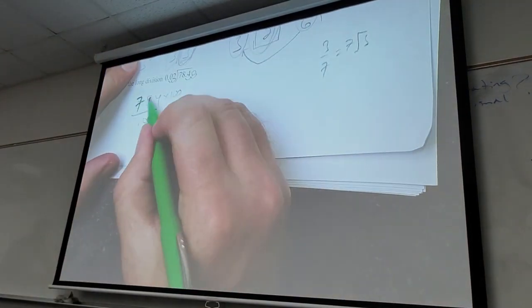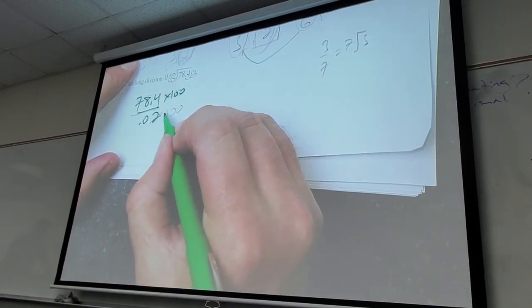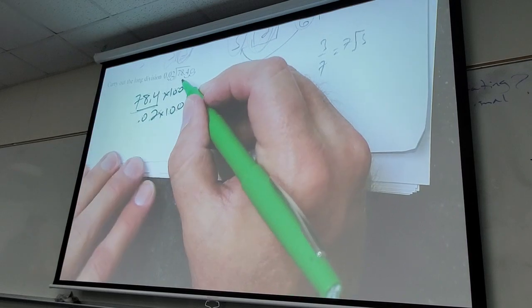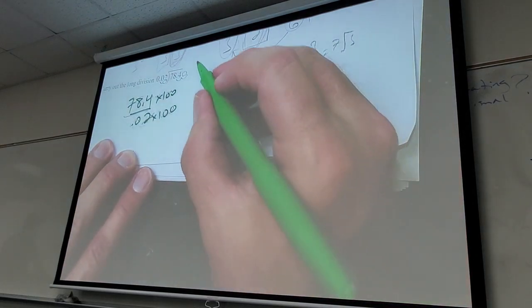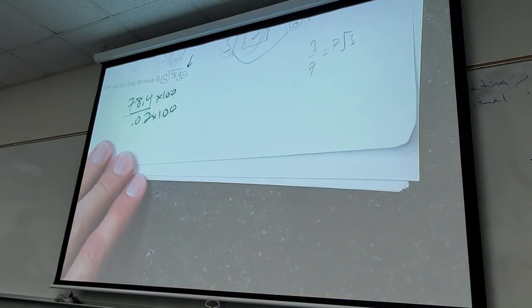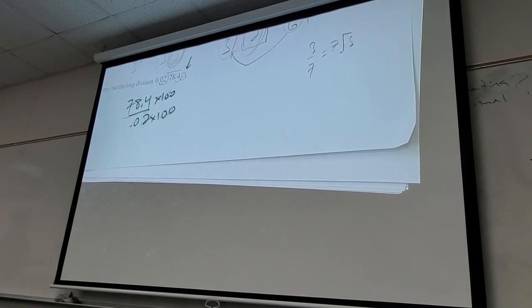So I got 78.4 over 2, times 100 over times 100. That becomes the shortcut up here. When I multiply by 100, I just move the decimal over twice. And then how would you explain to a student where that 0 just sort of magically came into existence? Where was that? It was in another dimension.